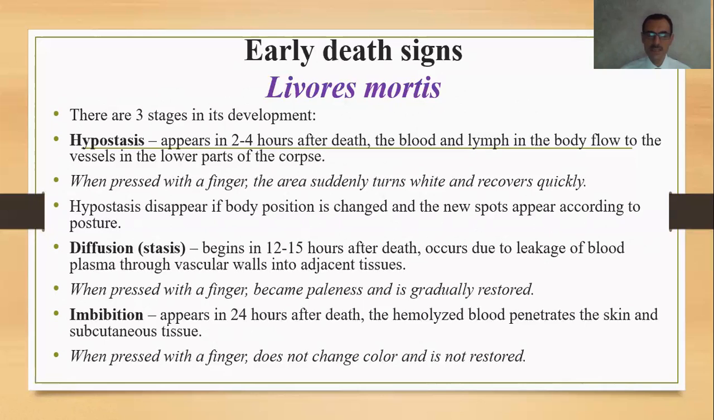The second stage is diffusion, or stasis, which begins in 12 to 15 hours after death and occurs due to leakage of blood plasma through vascular walls into adjacent tissues. When pressed with a finger, it becomes pale and is gradually restored. The final stage is imbibition, which appears in 24 hours after death. The hemolyzed blood penetrates the skin and subcutaneous tissue. When pressed with a finger, it doesn't change color and isn't restored.